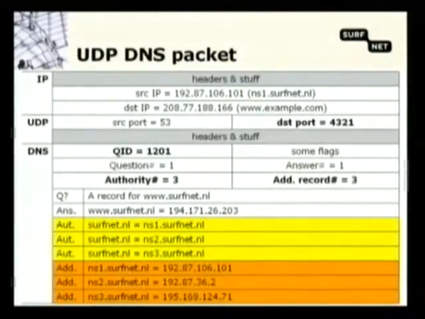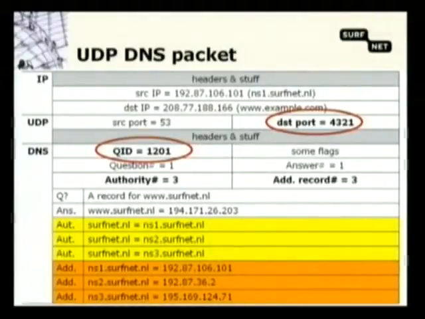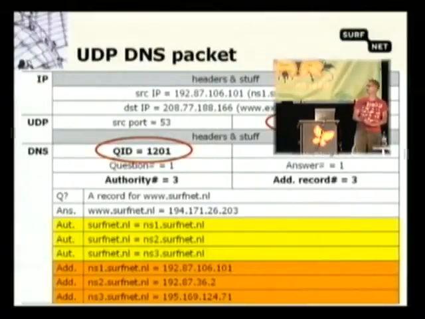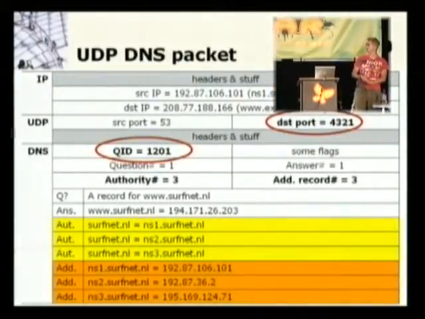Now, what does this attack look like? First, we need to take a look at a UDP DNS packet. There are some things in here that are interesting. There is the port that the query was sent from and that I need to reply to, to the host that is asking me a question. And there's something in there that's called a query ID, which is actually authenticating that this is the real answer to a question that the resolver asked me.